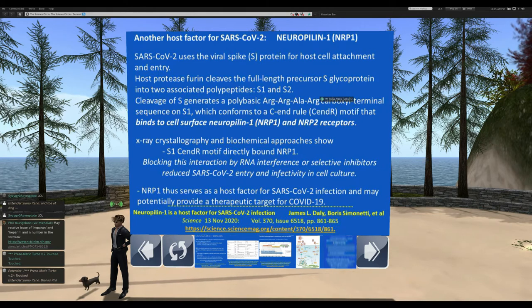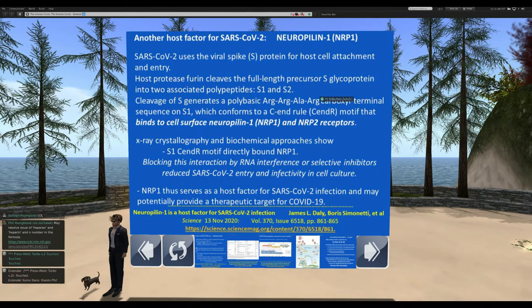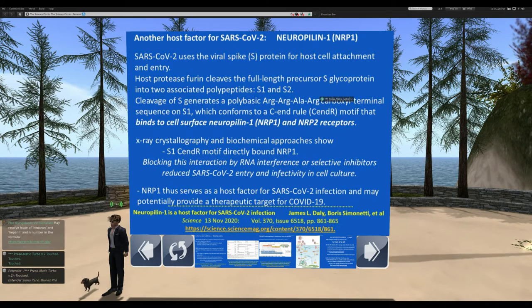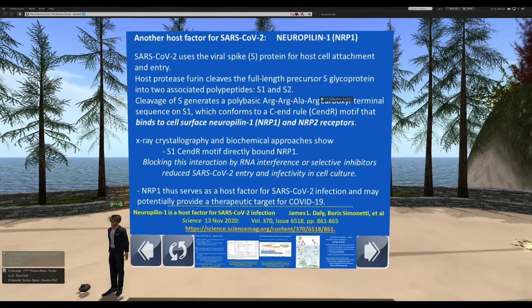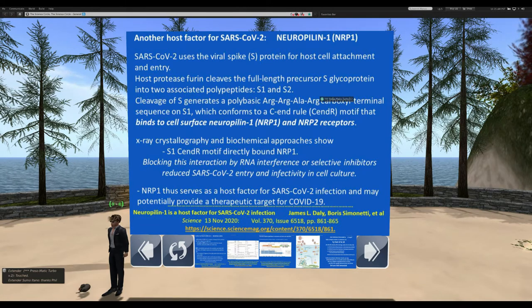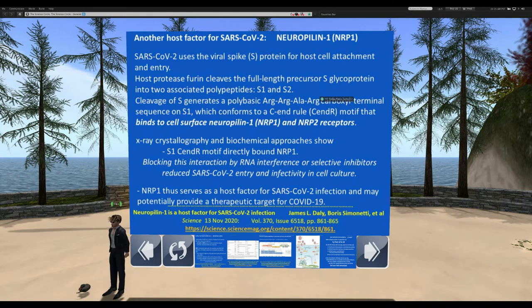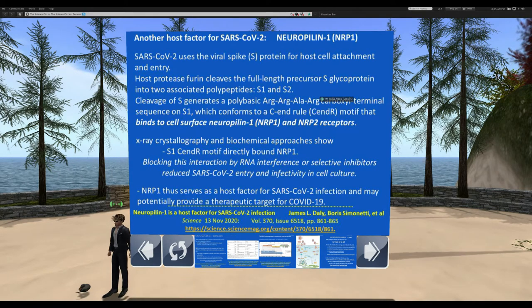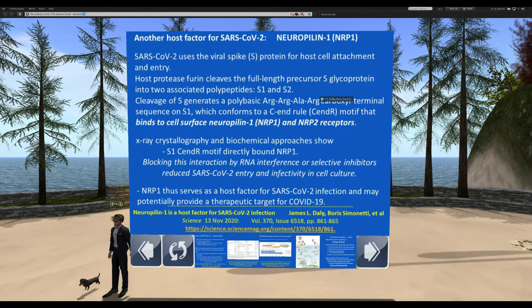Neuropilin is another molecule that's really very interesting. I had a note here about it. It's involved in embryogenesis, guides axons. It's involved in angiogenesis. It's a very common molecule in mammals, but it potentiates the attachment and infection by the coronavirus. So I wanted to bring it to mind for you.